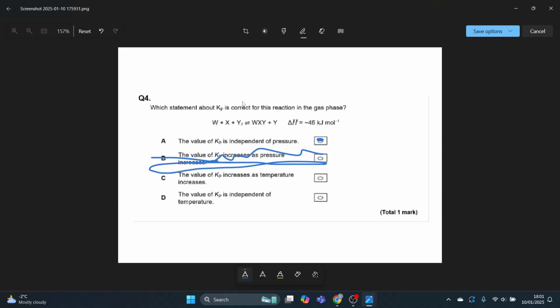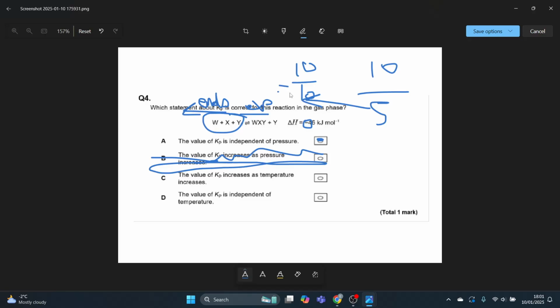The value of Kp increases as temperature increases. Well, temperature increases is going to shift to the forward reaction because that's negative delta H, so it's going to shift to the endothermic direction to oppose the increase in temperature. And therefore we're going to have more reactants. So it's going to be like 10 divided by 5, but in this case we've got 10 divided by 10. More reactants. So what happens to the value of Kp? Clearly decreases. That's just an example. So it wouldn't increase. The value of Kp is independent of temperature? No, it's dependent on temperature. So the answer is A.